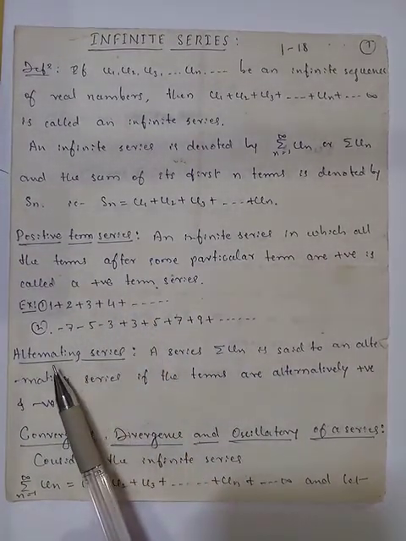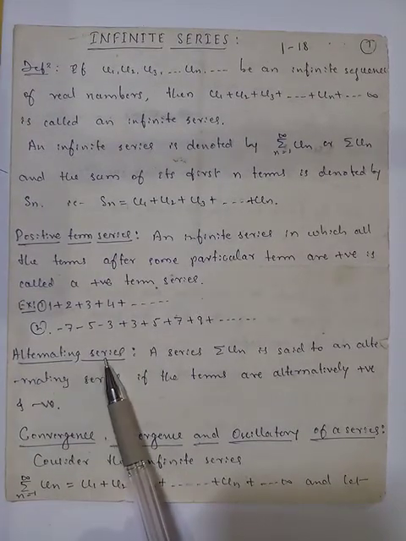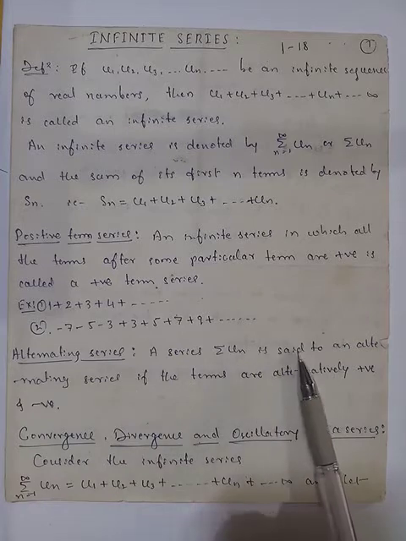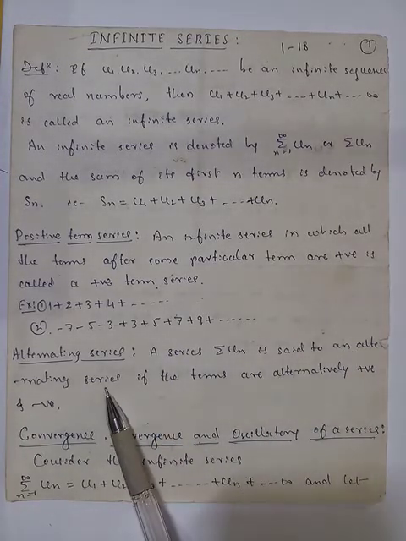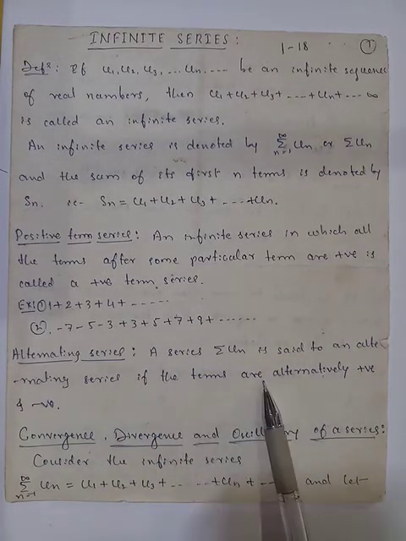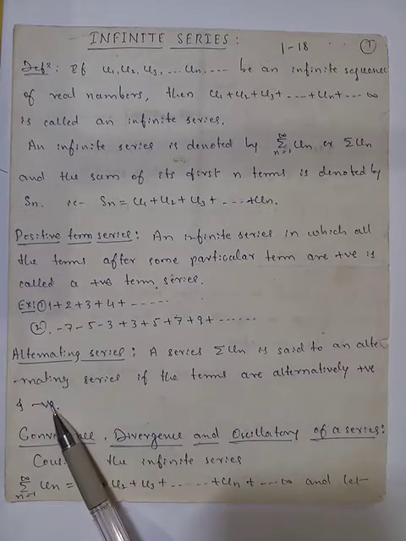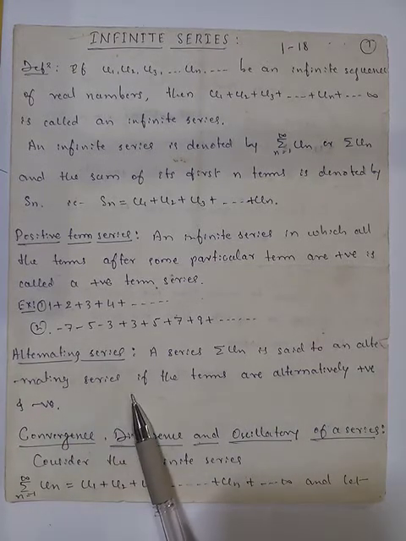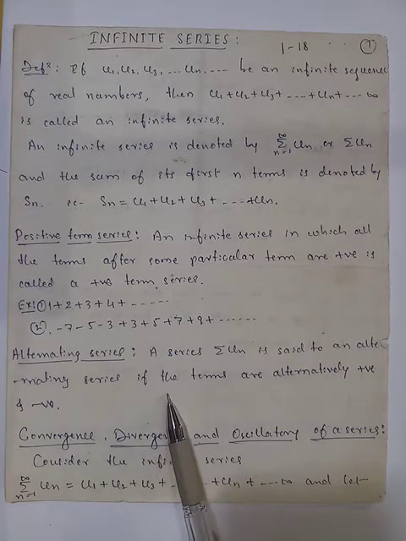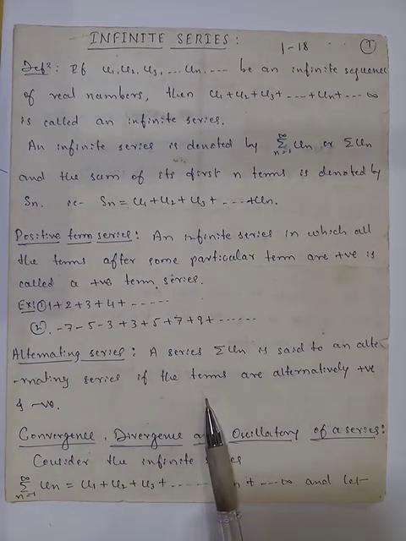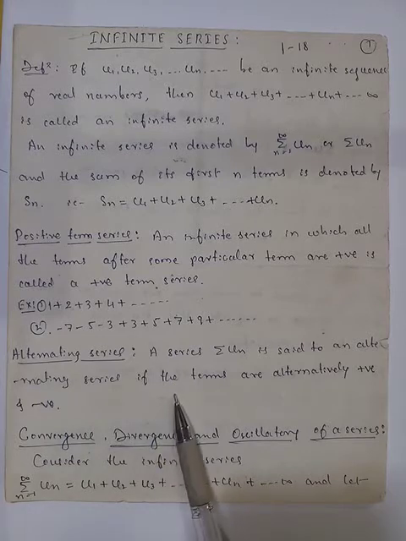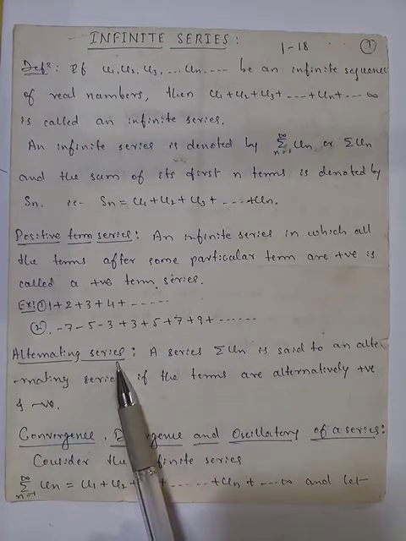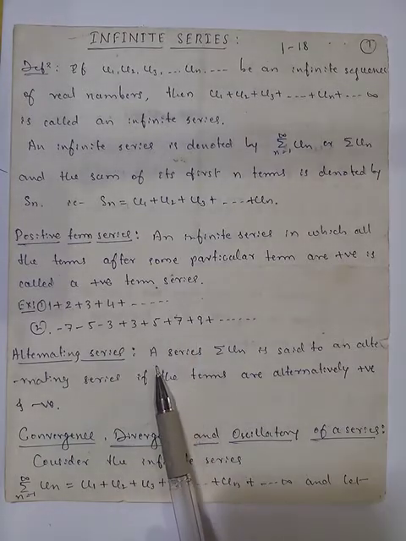And the other type of series is the alternating series. What is an alternating series? A series summation un is said to be an alternating series if the terms are alternately positive and negative. One term having a positive sign, the other term having a negative sign, the next term is positive, the next term negative. Likewise, alternately the signs we have, those are called alternating series. Okay, so these are the types of series.